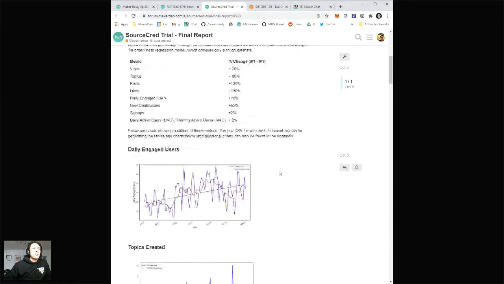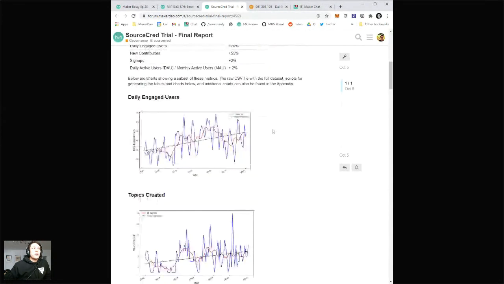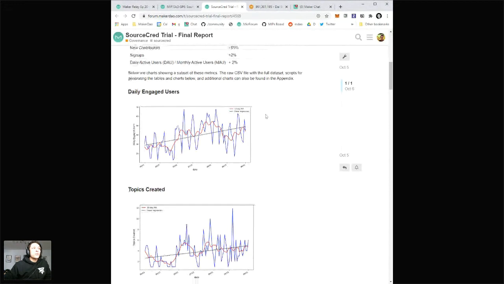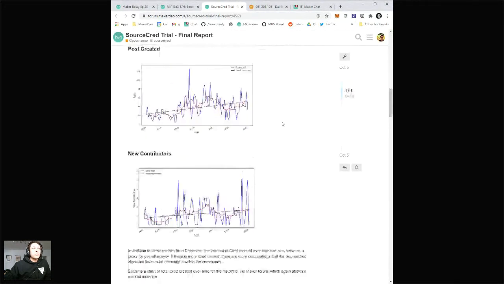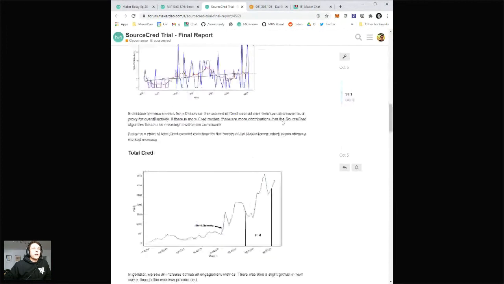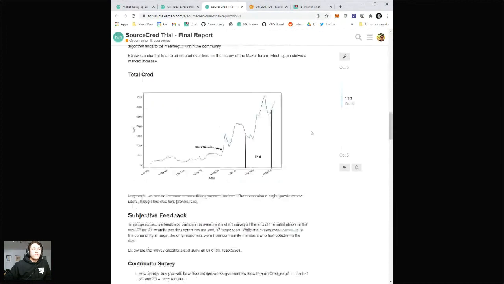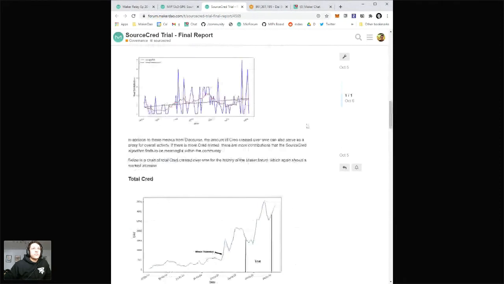And all in all, I'll actually try to see if I can get them on to talk about the final report in one of these upcoming community calls. But it's a really, really interesting project. It's worked really well. And I believe it's a really great way to basically compensate and reward the community for the work that they've been doing in the forums.